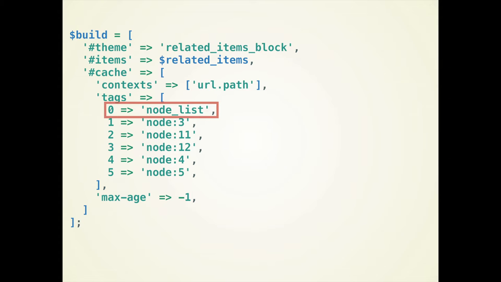At this point, everything actually should work the way we expect. So there were four things we had to do. We had to add a context for the URL. Once you add node underscore list, you don't need the rest of the node IDs.